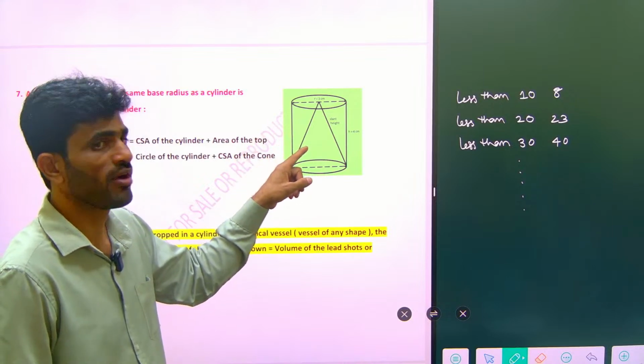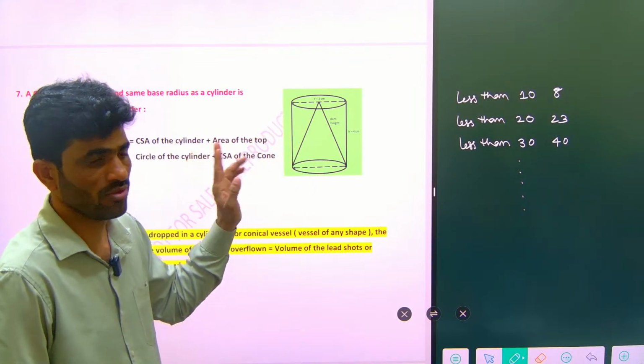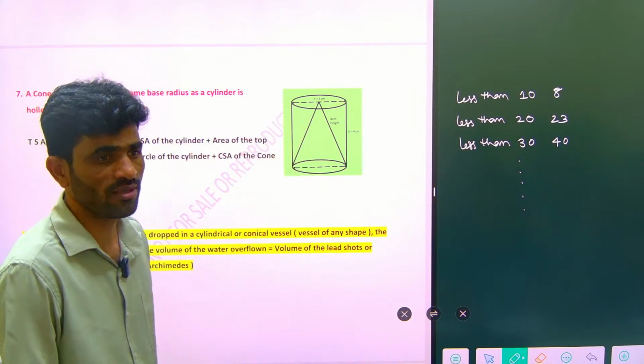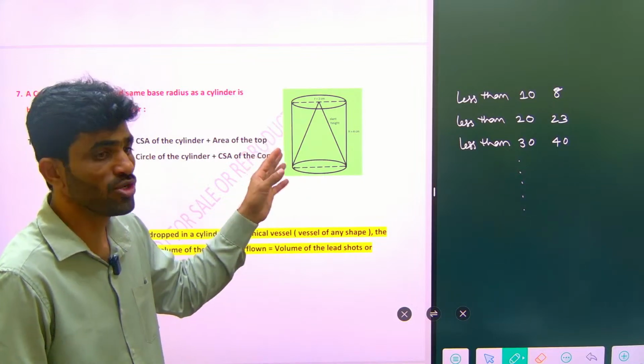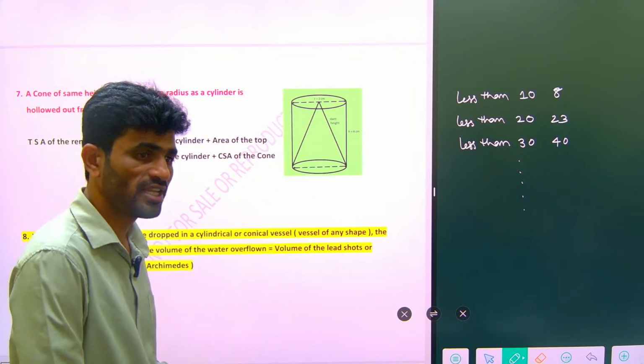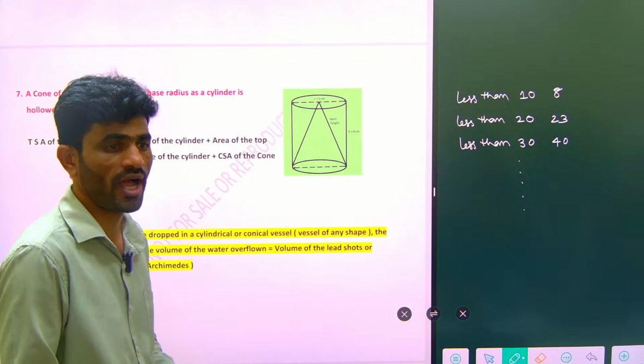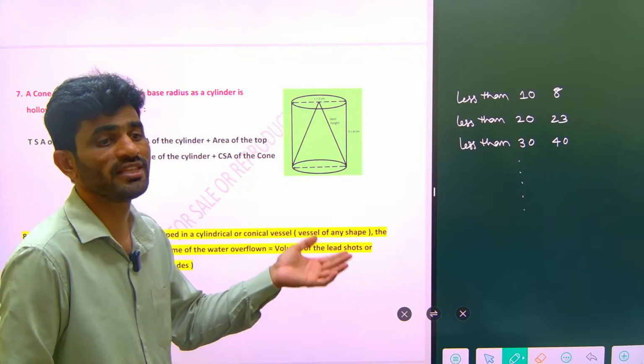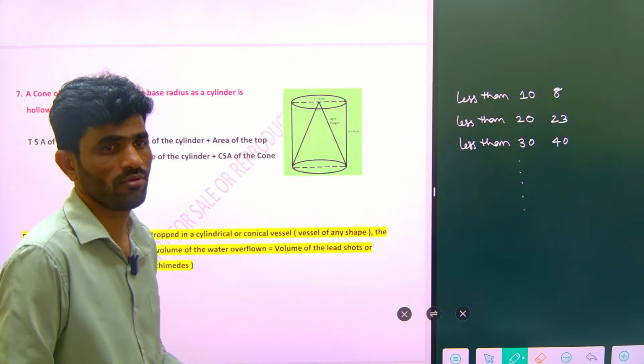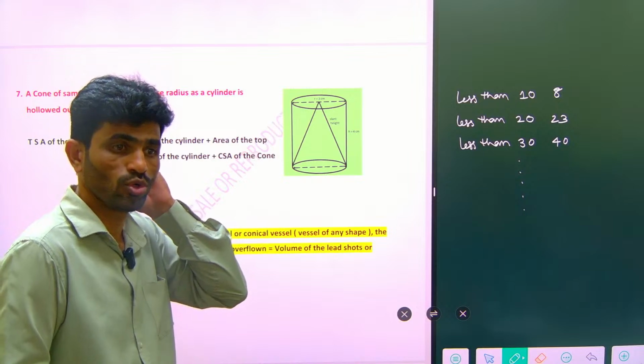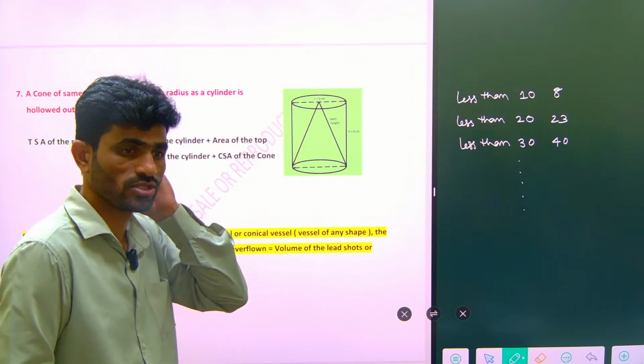If you want the volume of the cylinder directly, pi r square h. Volume of cone is 1 by 3 pi r square h. If you want the volume of the remaining solid, pi r square h minus 1 by 3 pi r square h. R and h are common. You will get 2 by 3 pi r square h there. Volume of remaining solid is what? 2 by 3 pi r square h.